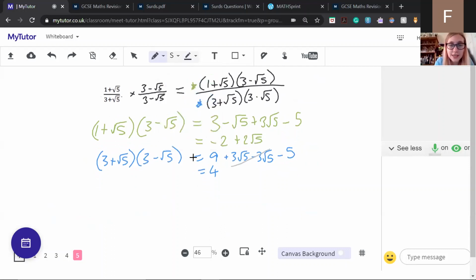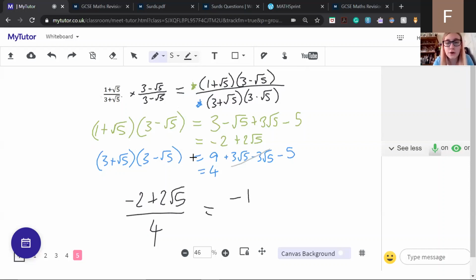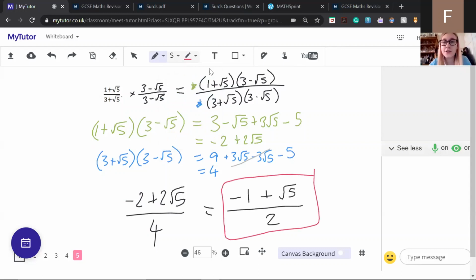So now let's whack them together again. We've got our numerator, minus 2 plus 2 root 5, and our denominator, 4. We can actually simplify this a little bit, lucky us. We can divide every element by 2. If you remember, this is how we can simplify fractions. If every element, so everything that's on the top that's added, everything on the bottom that's added, we can divide by 2. So this becomes minus 1 plus root 5 over 2. And that is our solution.